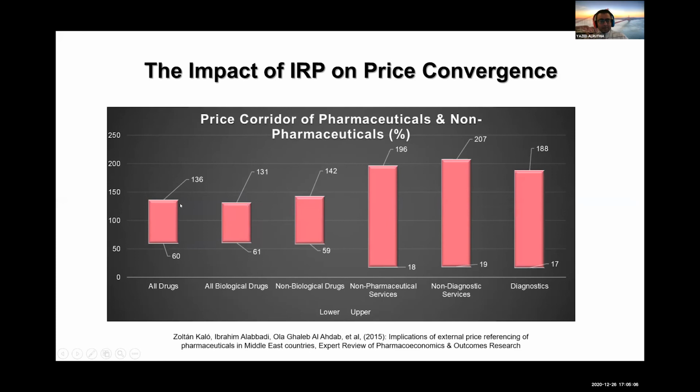of all drugs in comparison to non-pharmaceutical services and non-diagnostic services and diagnostic services is actually very narrow. So there is a price convergence here, which means that some countries with low GDP per capita are getting a price which does not account for their population sizes, does not account for their GDP per capita, does not account for their ability to pay. And it does not actually correlate with the spending or the price corridor for other healthcare services, which is something which is a concerning thing about the equity here.